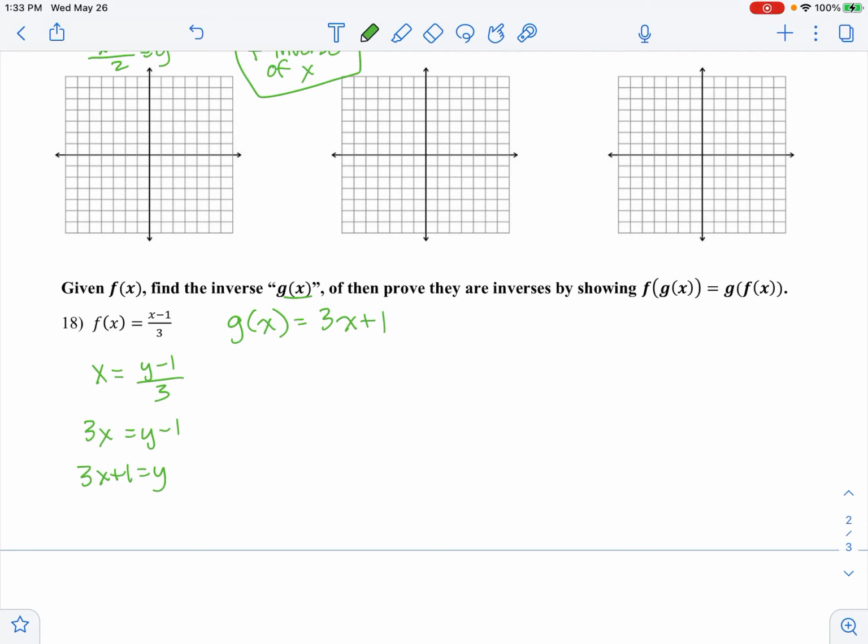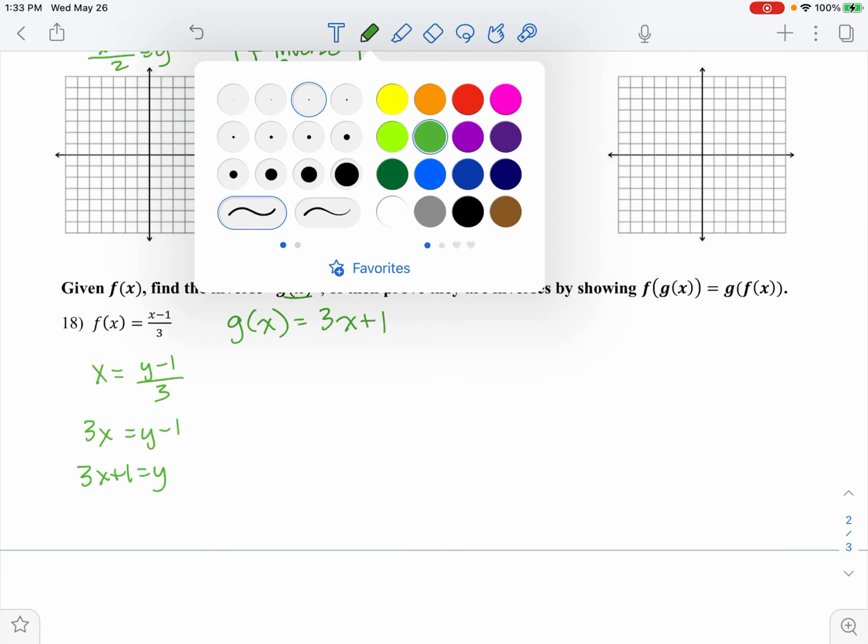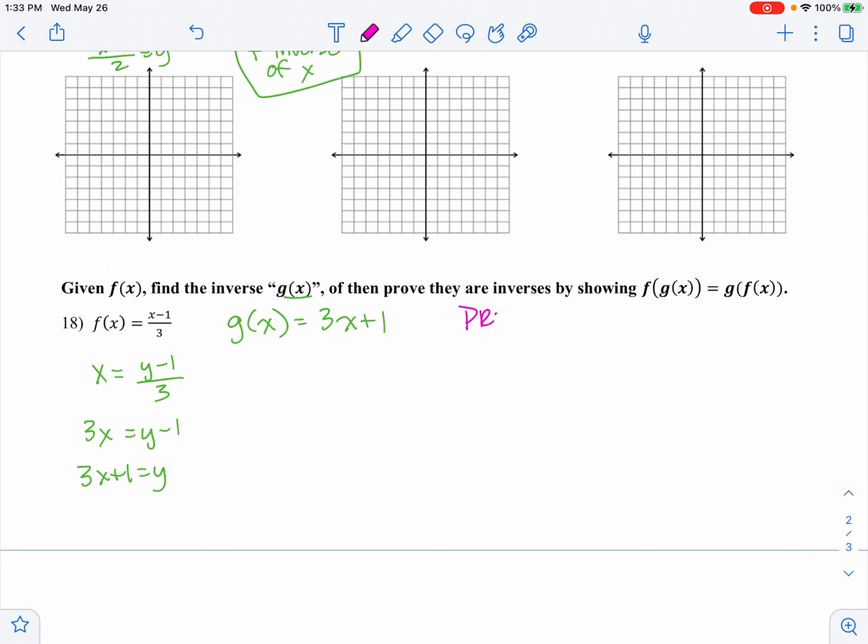That's great to find it, but if you want to prove that they are inverses, what you have to show me is f of g of x and g of f of x, and that they both give you x in the end. Does it give you x? That's what you've got to show me. If you have a problem and the first one you tried does not give you x back, you're done. They are not inverses. We'll do a bunch of problems like this.